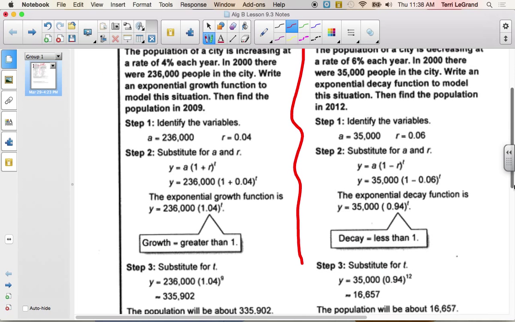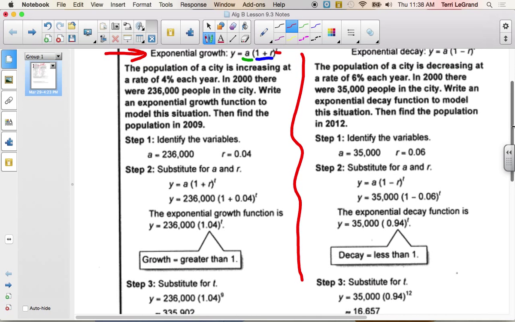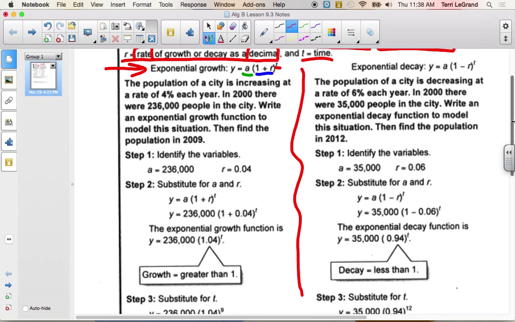So when we have exponential growth, and we have that 1 plus r, that means our b value has to be what? Between 0 and 1? Or greater than 1? What happens when you add a positive decimal to 1? Are you going to get a number between 0 and 1, or a number greater than 1? You better get something greater than 1. 1 plus a positive number has to get larger. Even if it's a decimal, it still has to get larger.